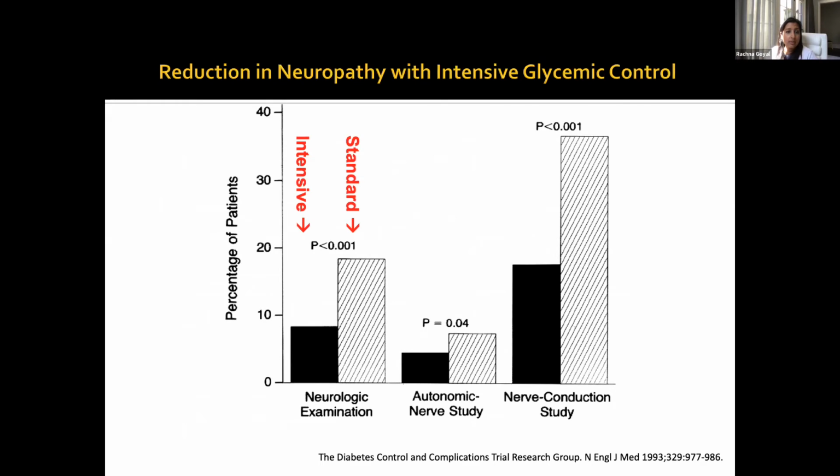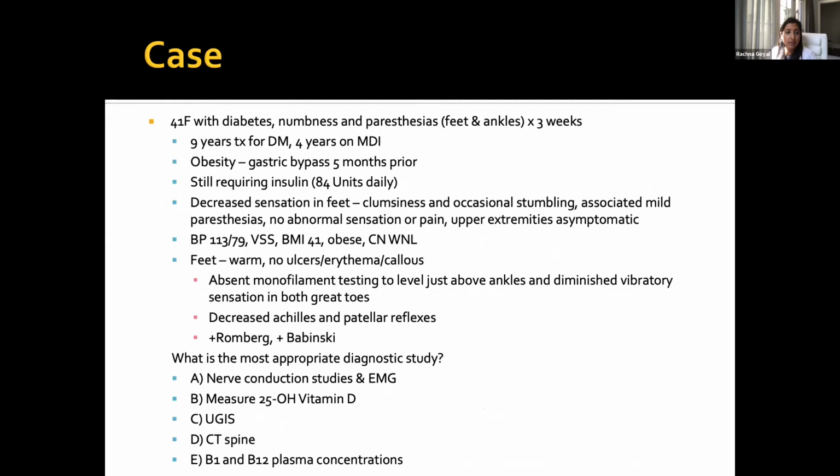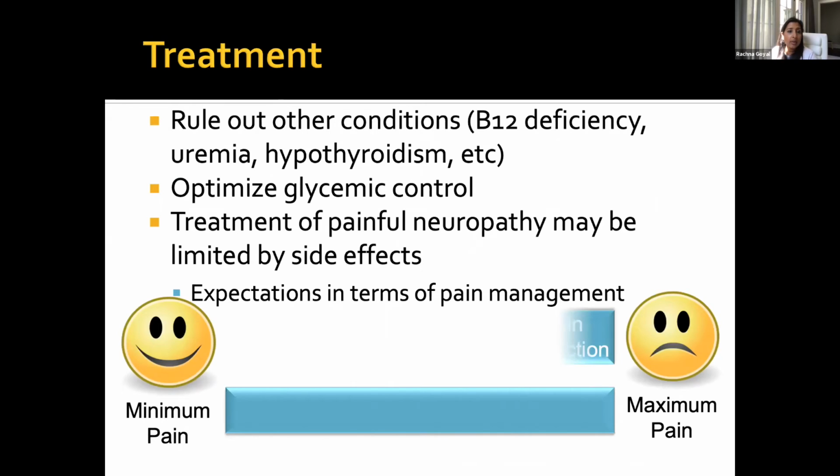So this is again just showing the reduction of neuropathy with intensive glucose control versus standard therapy. And I already went over this with you guys about B12. So other conditions to rule out, like I said, are B12 deficiency, uremia, and hypothyroidism as well. You want to optimize their glucose control. Sometimes painful neuropathy can be tricky to treat, but you want to, again, just remind them of how to manage their pain.